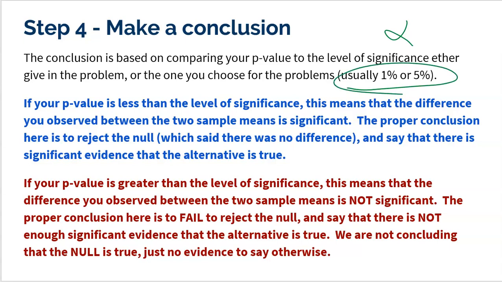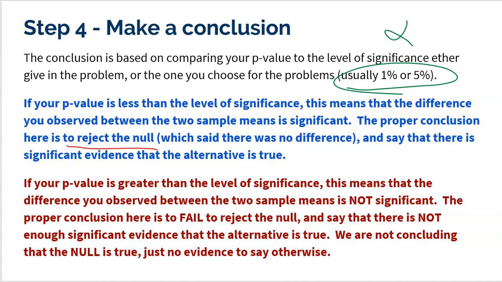All right, so if your p-value is less than the level of significance, this means that your difference was significant. And remember, if you deem your difference significant, that is telling you that there is a difference between these two populations. So if your p-value is less than the level of significance, this means that the difference you observed was significant. The proper conclusion is to reject the null. And when you reject the null, that means that there is evidence that the alternative is true.